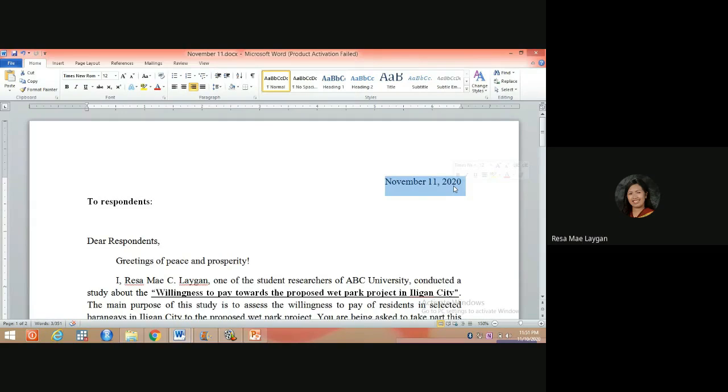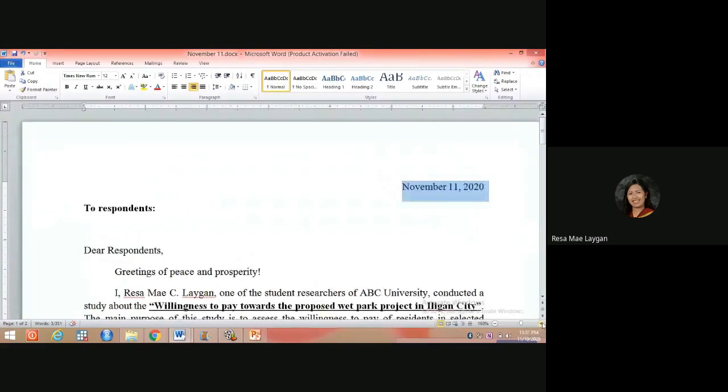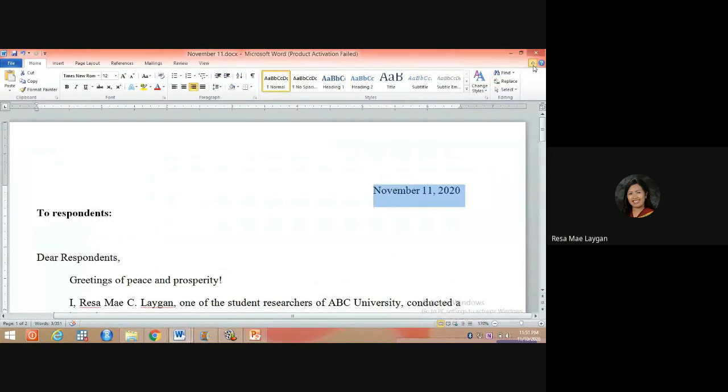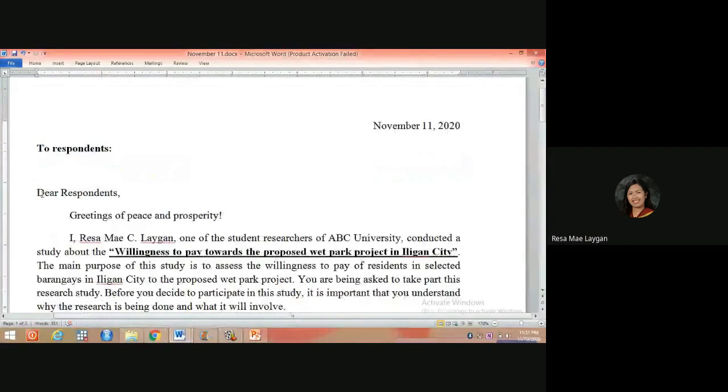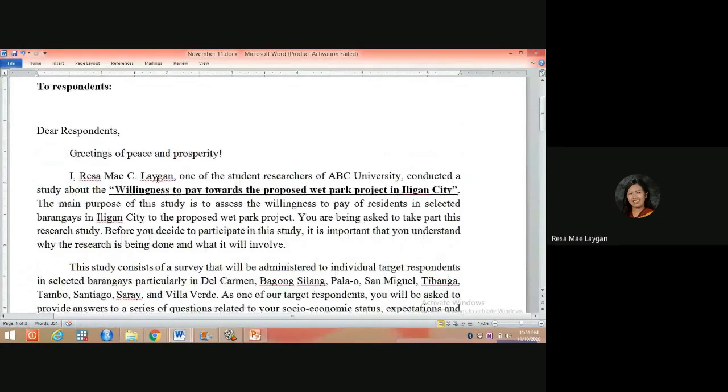This is the date, November 11, 2020. It is addressed to the respondents. Then I have here the salutation: Dear respondents, greetings of peace and prosperity. I, Resame Siligan, one of the student researchers of ABC University, conducted a study about the willingness to pay towards the proposed wet park project in Iligan City. So you mention here the main purpose of your study.